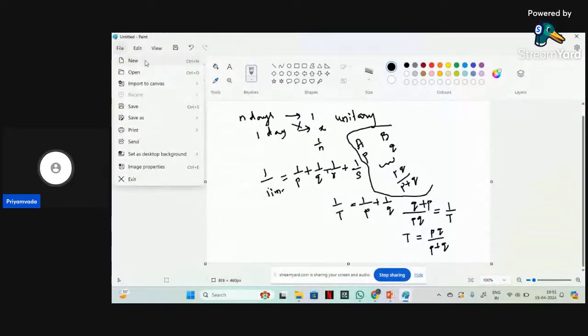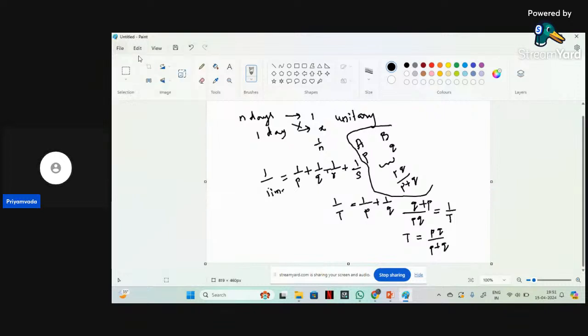And if they have given us more than two people, we'll write 1 by T equals 1 by P plus 1 by Q plus 1 by R plus 1 by S, for as many people as there are.